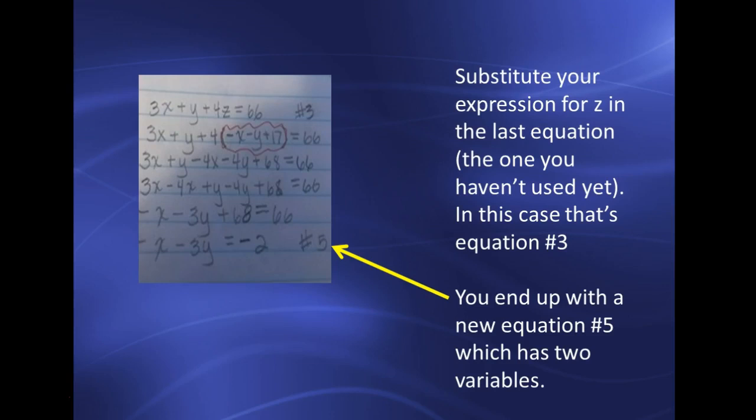Next, I take the third equation. Now, this has to be the equation that you have not worked with yet. And every place I see z, I substitute my lovely expression in for z, and I simplify both sides of the equation until I end up with an equation with 2 variables, x and y, written in standard form. Now, I labeled that new equation number 5.